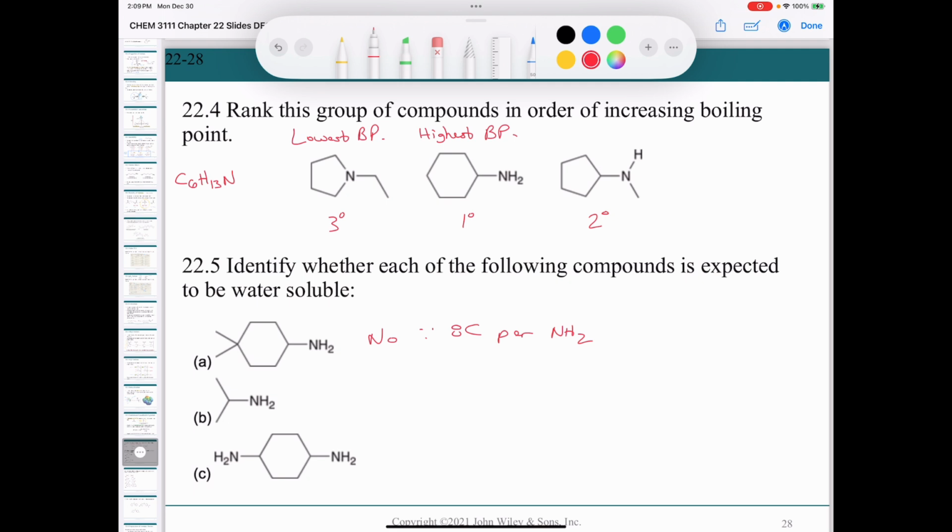Okay. And the second one, this is isopropylamine. This is a yes for sure since it has 3 carbons per NH2. And the last one has 6 carbons, so you might say no, but it breaks down to being 3 carbons for each NH2 group, right? Because we have 2 NH2 groups and 6 carbons. So we'll say yes since 3 carbons per NH2 group. Okay, so the second 2 compounds will be water soluble, first one not water soluble.